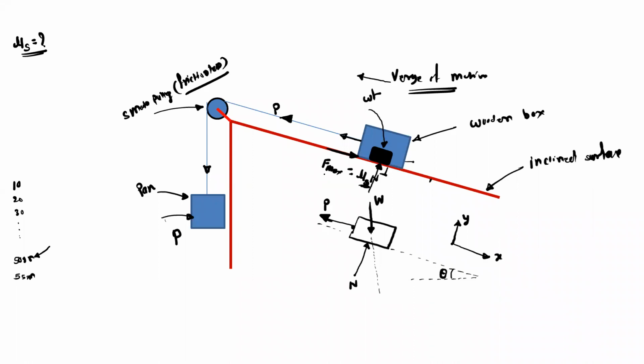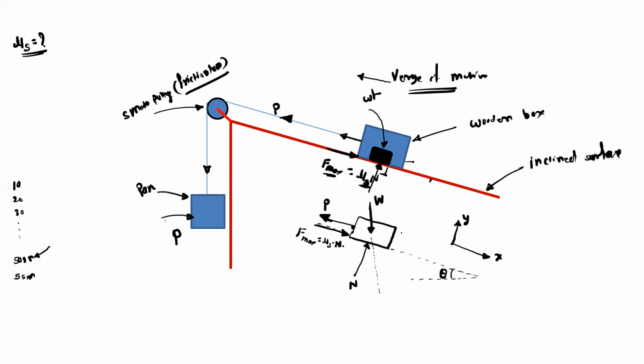Next is the frictional force. As the impending motion is up the plane, the friction force will be like this in the downward direction, and this value is Fmax, which is equal to mu s into the normal reaction. So this is your complete free body diagram.